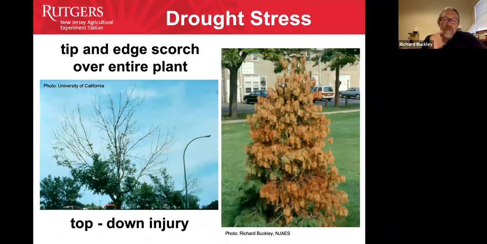At a more severe level, you're going to see that the plants die from the outside in and the top down. And I think you can see in both examples here how it's tip and edge scorch of the entire plant, right? So you want to think in those kinds of terms of the pattern of damage, right?